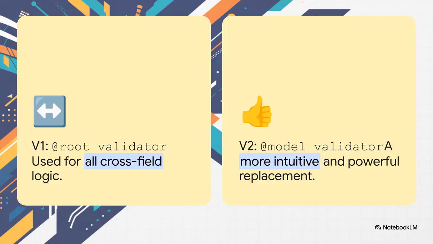And for that cross-field logic, V1 had this thing called @root_validator. V2 replaced it with the more intuitive @model_validator. You usually use it with mode equals after, which means it runs after all the individual fields have been validated. It's perfect for putting in those cross-field business rules we were talking about earlier.